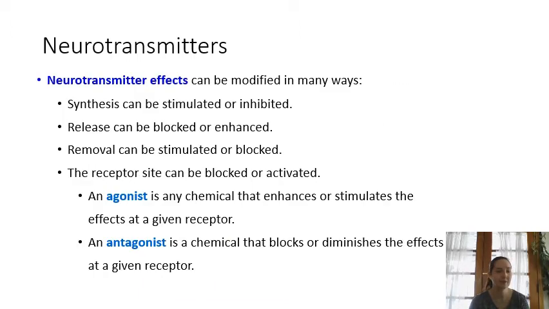Okay, so neurotransmitters can be modified in different ways. We can create more neurotransmitters. We can release more neurotransmitters. Sometimes we can stop the release of neurotransmitters. Sometimes we can stop the uptake of neurotransmitters by the postsynaptic neuron, right? And we've got lots of chemicals that can moderate the effect of these neurotransmitters. An agonist is a chemical that's going to enhance the effect of that neurotransmitter. An antagonist is going to block it. So some are going to be agonistic, which means they work together, and some are going to be antagonistic, which means they block one another.